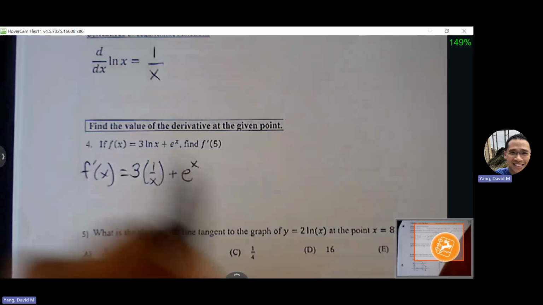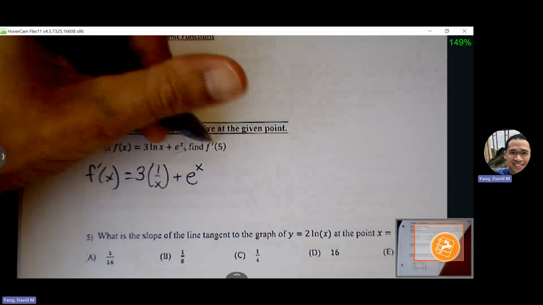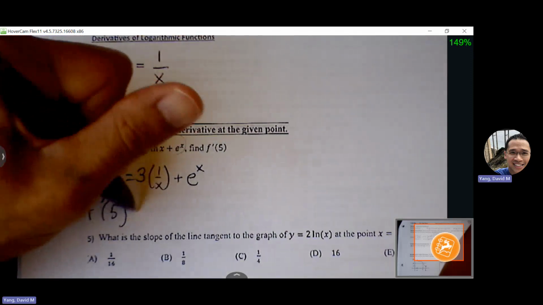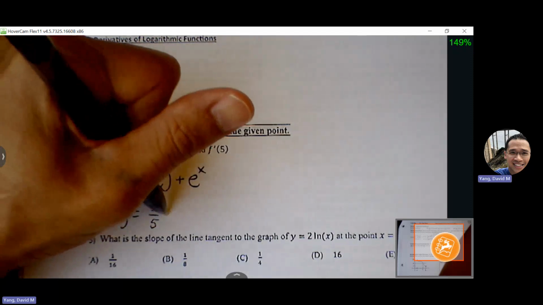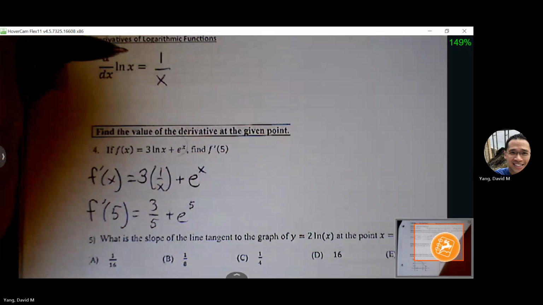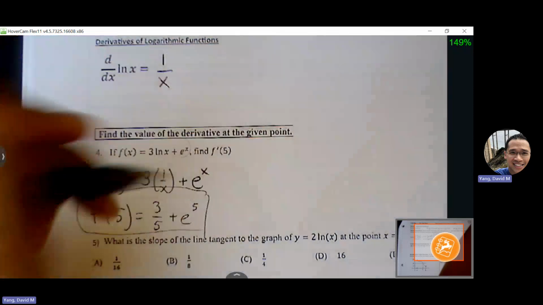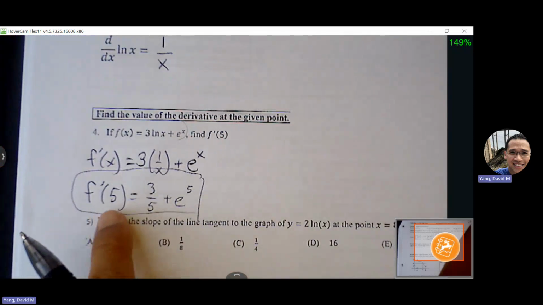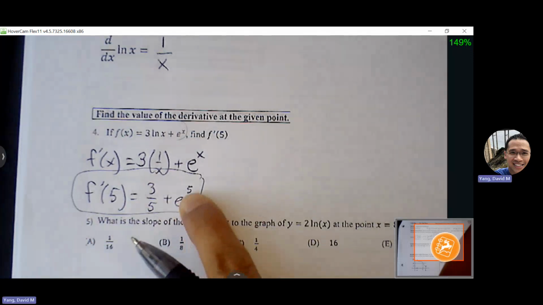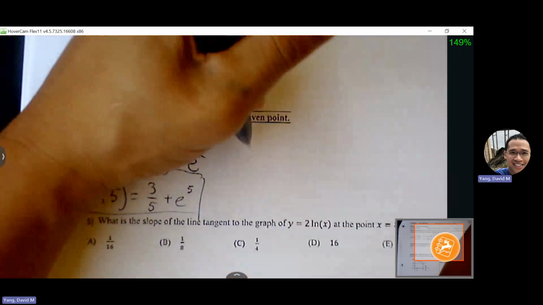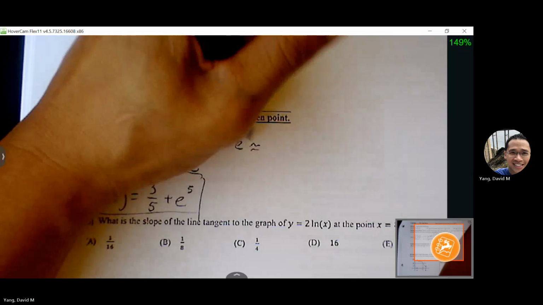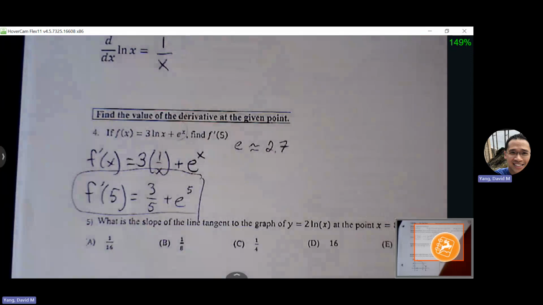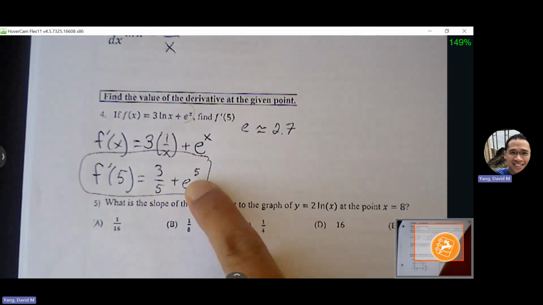Now I'm going to figure out what the steepness of this graph is at 5 using the slope, using the derivative function. So f prime of 5 is equal to 3/5 plus e to the 5th. So it's going to be some positive number, some relatively steep point, because that e to the 5th, e is around 2.7, so you can imagine this could be close to anywhere between like 60 to 80. It's already a pretty large number.